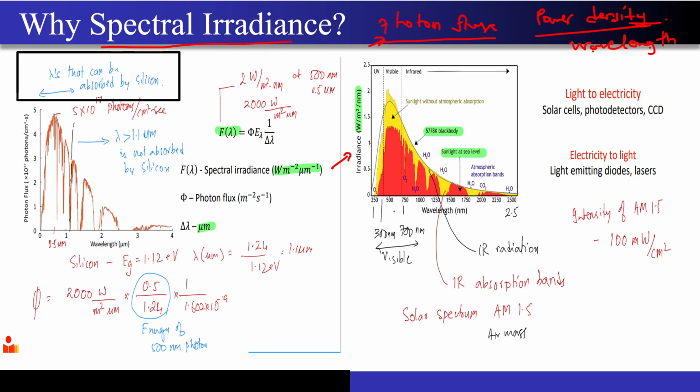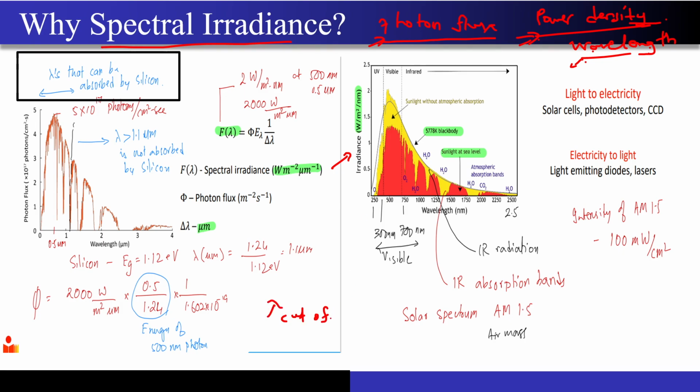Now why is it so important? Why do I have to get a graph which will show me how much power is present per unit wavelength? Because you know that not light of all the wavelengths will be absorbed by the semiconductor material. There is a lambda cutoff that is present.